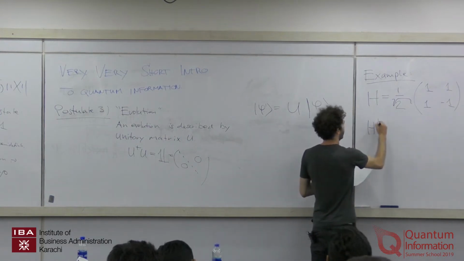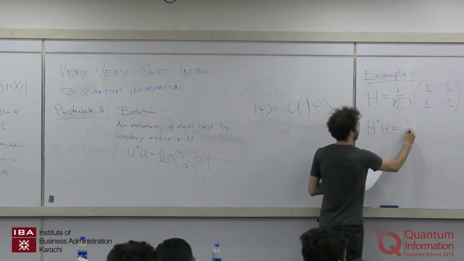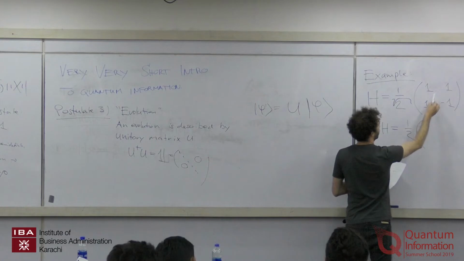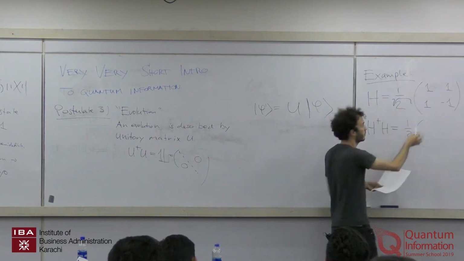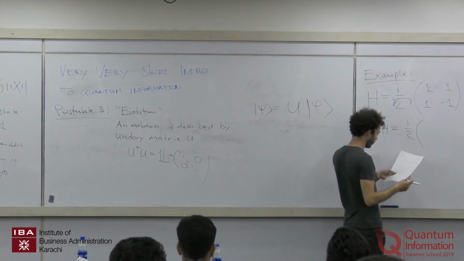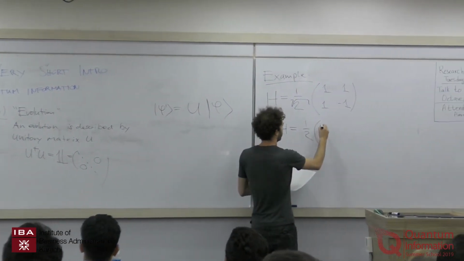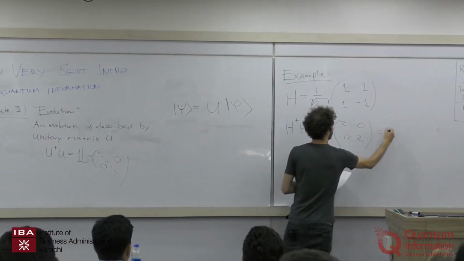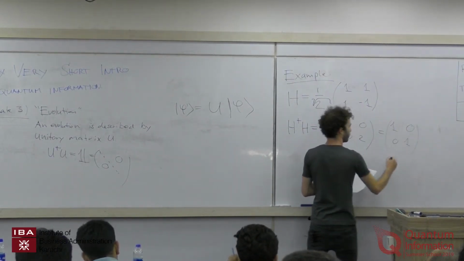So it's kind of obvious that it's unitary because the complex conjugate transpose of this matrix is the same thing, since it's symmetric, it's Hermitian. And multiplying them will give the identity. Okay.